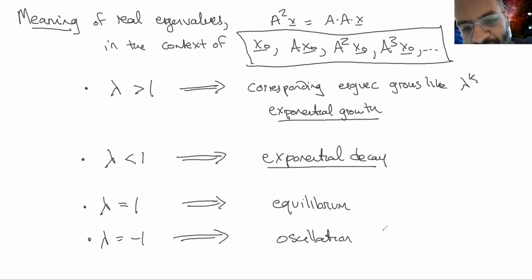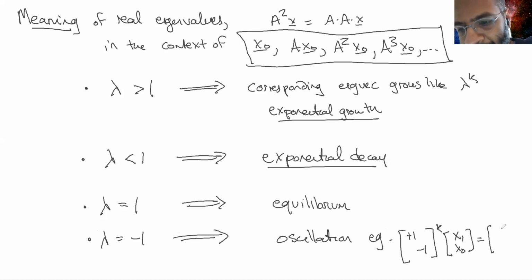Right? So for example, if I have a matrix with a +1 and a -1, and I raise that to the k and multiply it by some initial vector x0, well, this is a diagonal matrix, so the eigenvectors are just the standard basis. I'm sorry, I shouldn't call this x0, let's call this x2. X2 is going to be oscillating depending on whether k is even or odd.